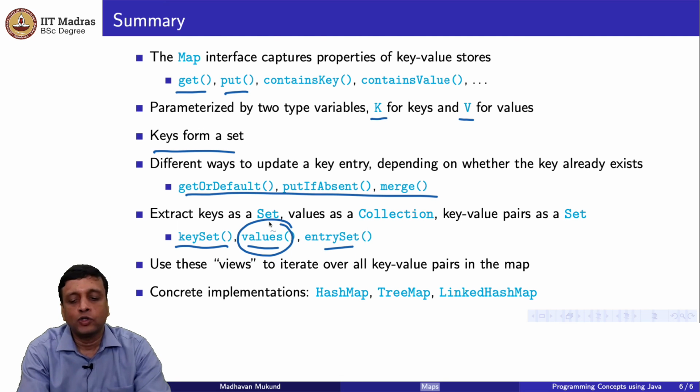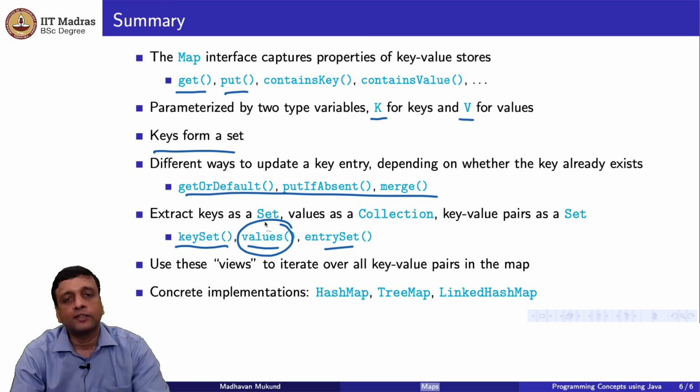So remember, values will give you an arbitrary collection. The other two things will give you specifically a set, because there can only be one copy of every key, and there can only be one copy of every key value pair. So these are called views, and using these views we can run a for each loop or run an iterator over a data structure.